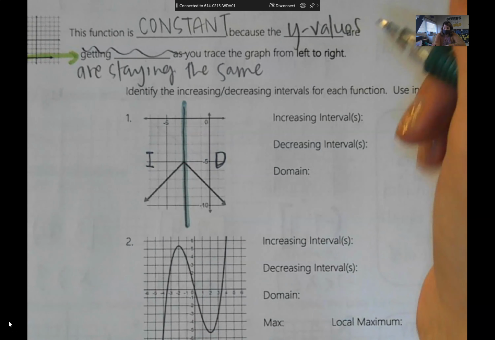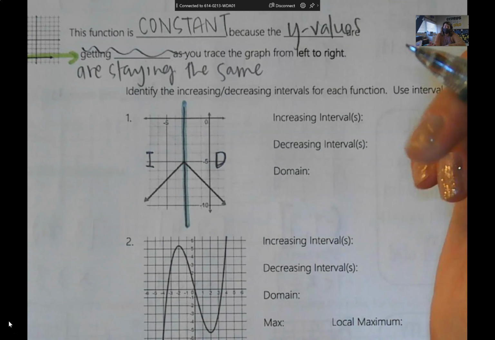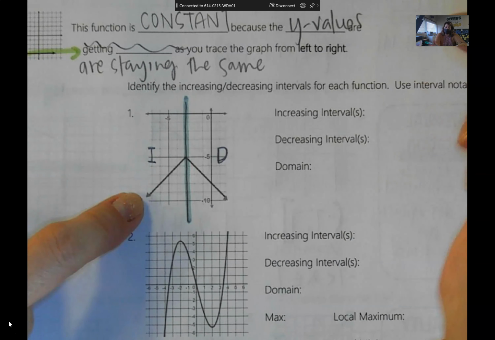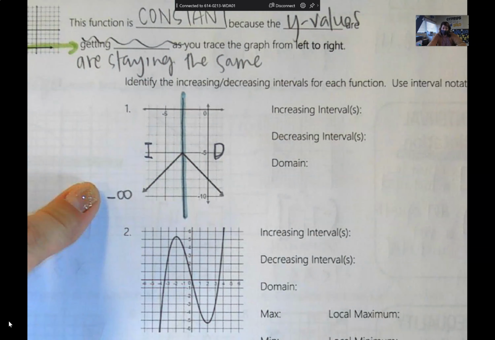So now we have to add in the intervals. So we know that if there's an arrow on the left-hand side, that means that it is going to negative infinity for x.